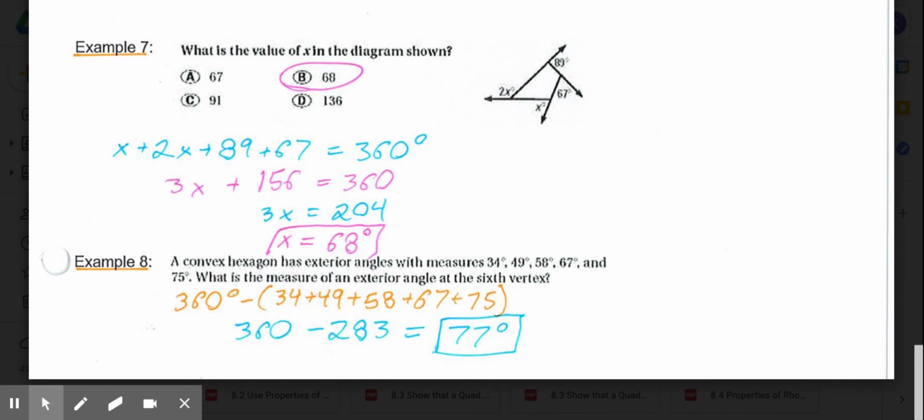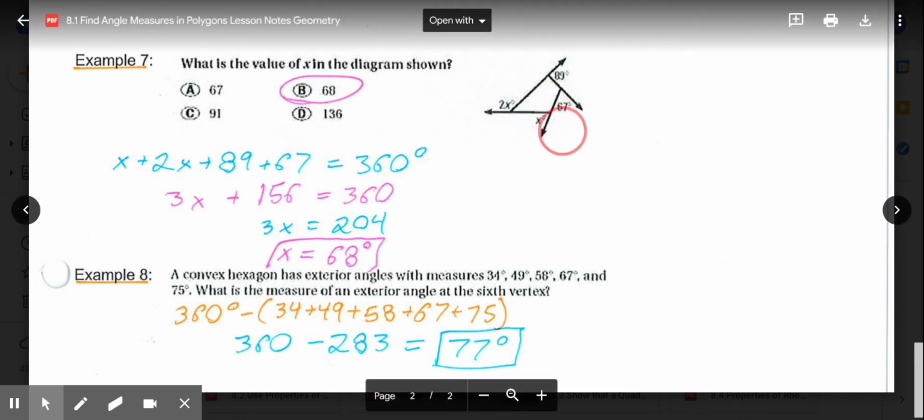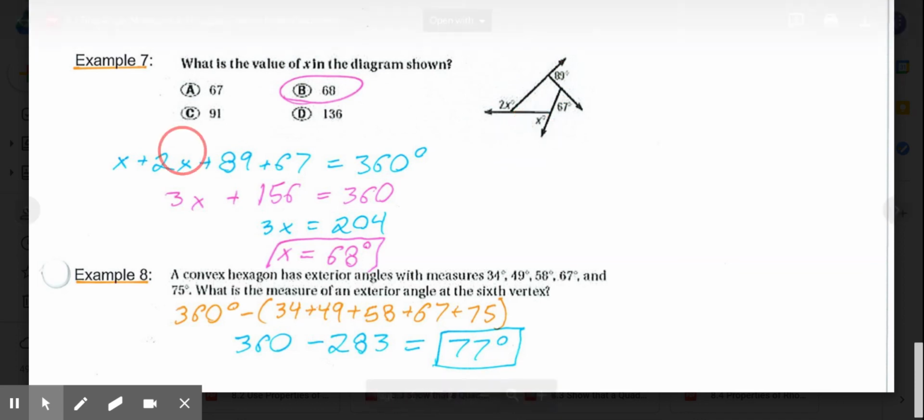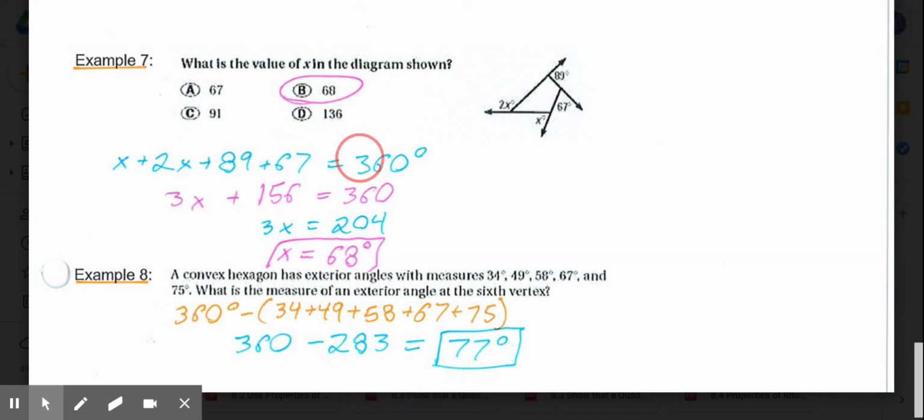So our last two examples. Example 7, what is the value of x in the diagram shown? So I know that all my exterior angles, these four angles, have to add up to 360. So x plus 2x plus 89 plus 67 equals 360. So that'd be 3x plus 156 equals 360. Subtract the 156. 3x equals 204. Divide by 3. And x equals 68 degrees.